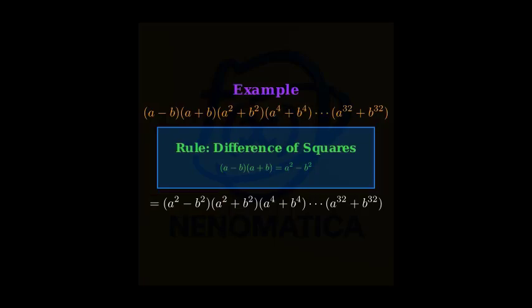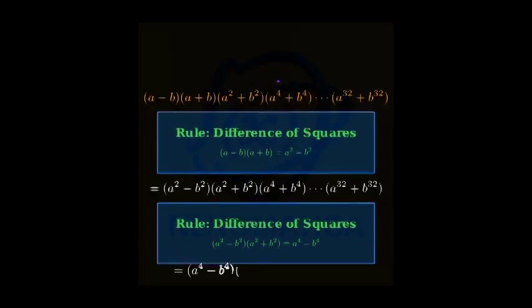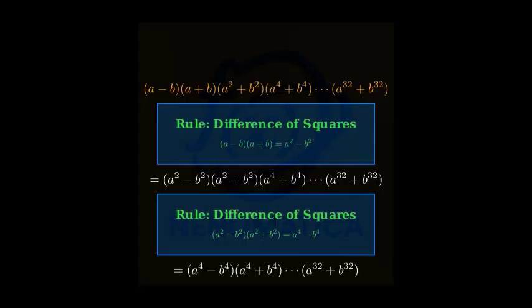Now, let's continue with the next step in our algorithm. We can apply the same difference of squares formula again. Looking at our new expression, we can combine a squared minus b squared and a squared plus b squared. When we multiply these terms, we get a to the fourth power minus b to the fourth power. Now, we're starting to see a pattern emerge.